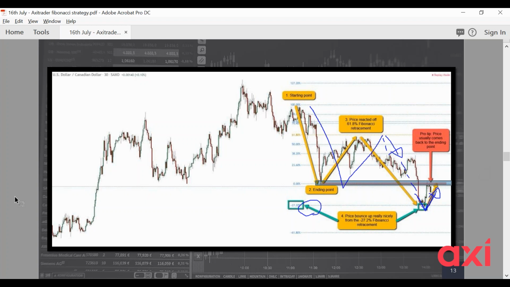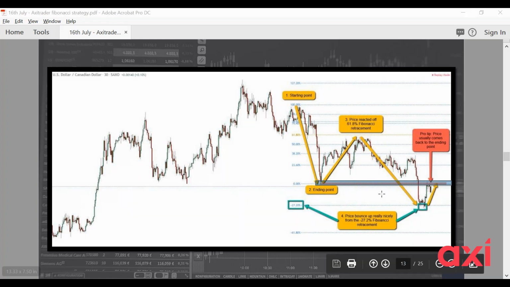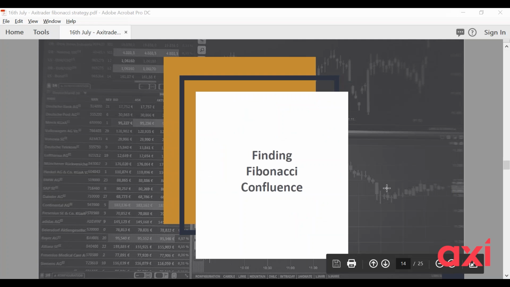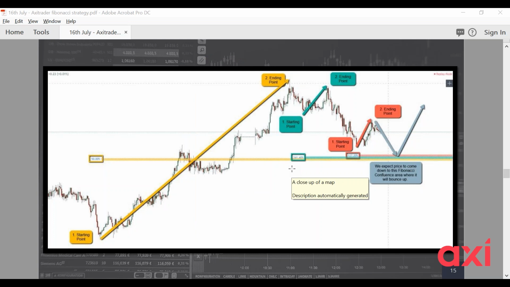Okay, and I do want to, wow, time is really flying by, man. I do want to touch a little bit on finding Fibonacci confluence. I will not touch on exactly how to draw Fibonacci. Instead, I will share with you the juicy stuff on finding Fibonacci confluence. This is finding Fibonacci confluence using just Fibonacci retracements alone.